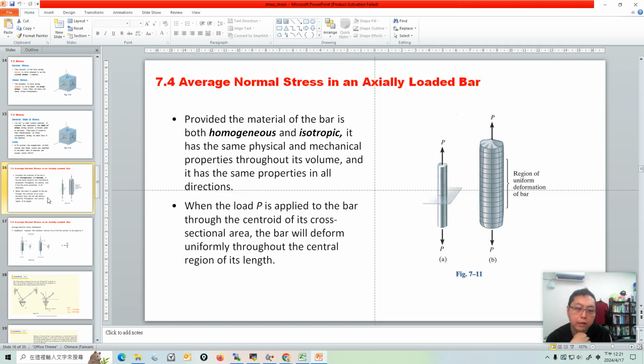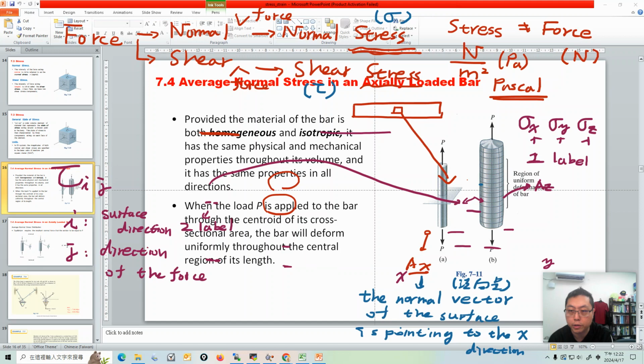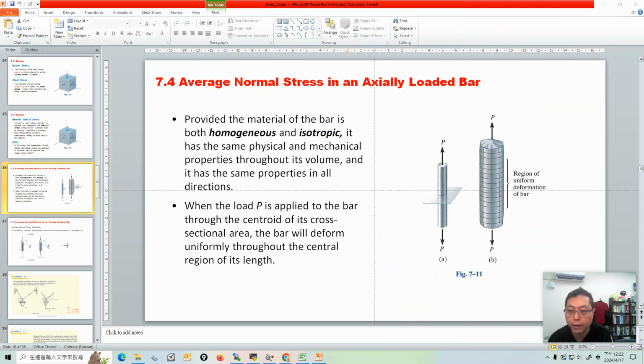So in this slide I just want to talk about one thing. In this course in mechanics of materials, when we do the calculation, we always assume the material is homogeneous and isotropic. We make this assumption to let us do the calculation. You have to assume that the material is homogeneous and isotropic. And what does that mean?